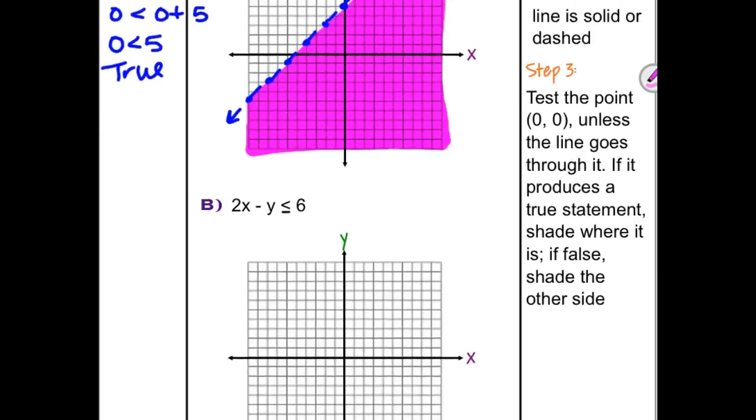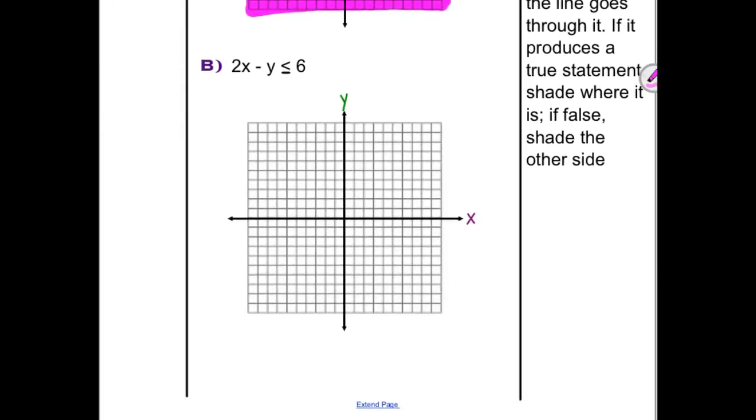All right, let's take a look at the next one. Here, our big difference is that we have standard form. So what we need to do is solve for y. The first thing I'm going to do is subtract 2x from both sides. So then that means I've got negative y is less than or equal to negative 2x plus 6. Well, I can't have negative y, so I need to divide everything by negative 1.